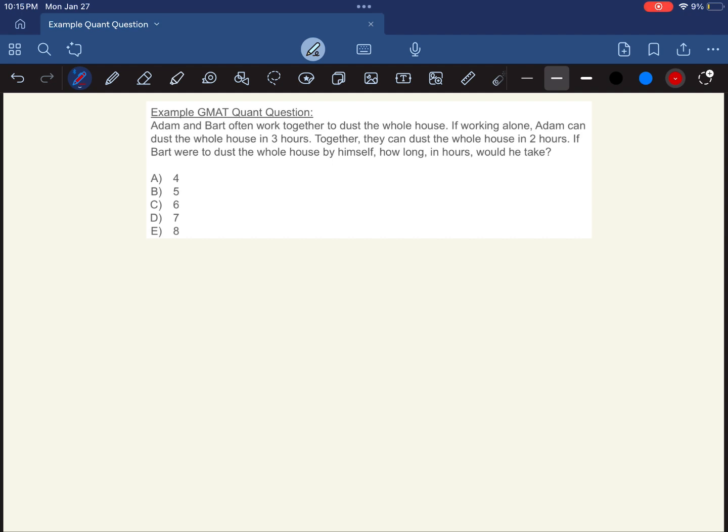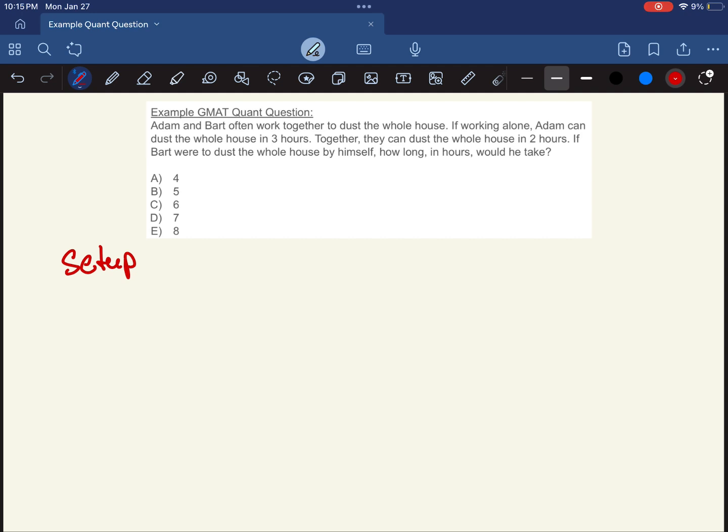Now, when you first see this problem, it could be a bit daunting, but we'll start with the setup. And the key when you first see this problem is to recognize that it's a work problem, where work is the amount of time it takes to do a task. In this case, the task is to dust the whole house.